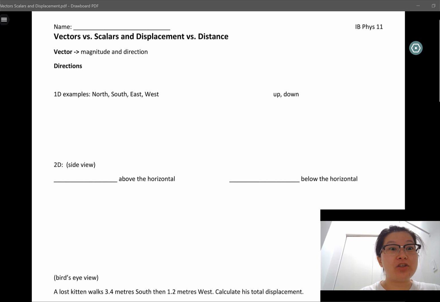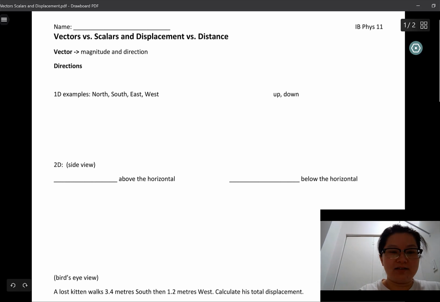We're continuing with vectors and scalars, and in this video we're going to look at how to communicate directions in a vector. What does it look like in 1D? What does it look like in 2D? There are a few nuances in the language, so let's get down to it.